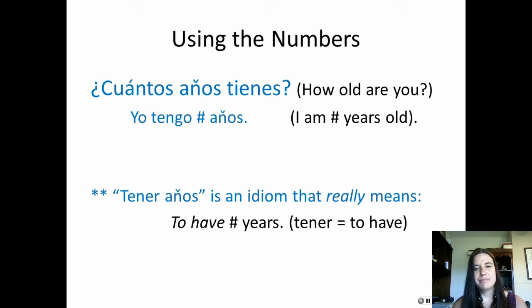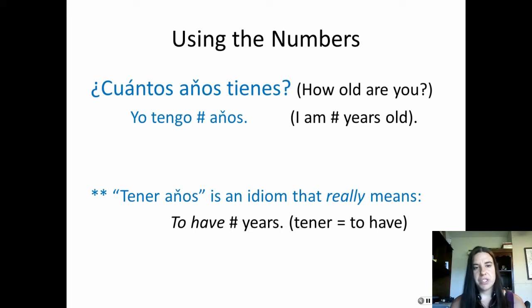Hopefully, nobody is embarrassed of their age. I'll answer it. Yo tengo 33 años. I am 33 years old. So just a note, tener años is an idiom that really means to have a number of years. The verb tener means to have, and we're going to talk about that verb later on in the course.